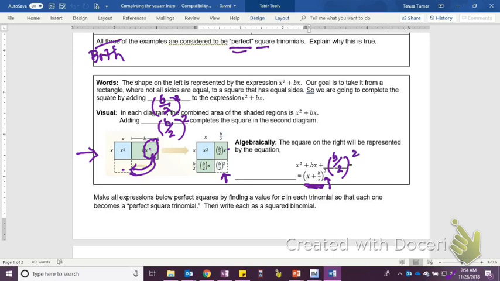So for the rest of this paper, make all the expressions below perfect squares by finding the value for c. C is our b over 2 squared in each trinomial, so that each one becomes a perfect square trinomial. Then write each as a square trinomial.